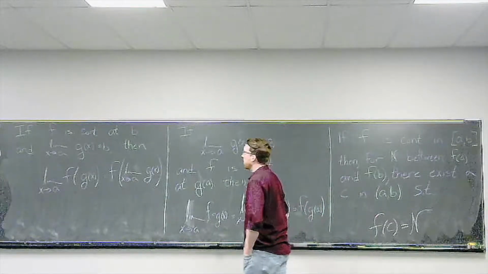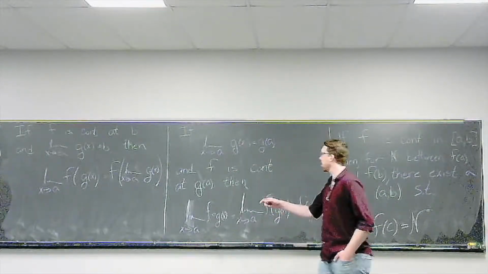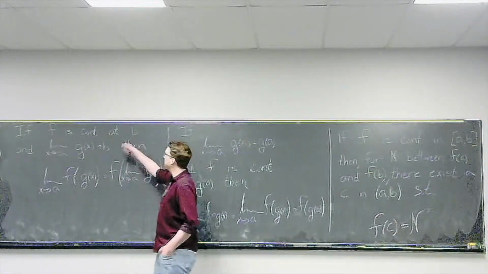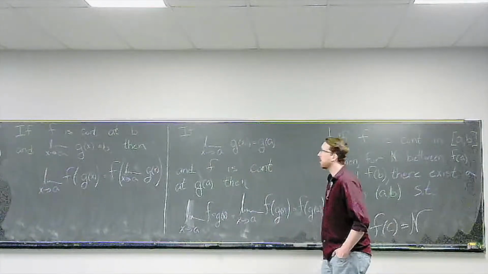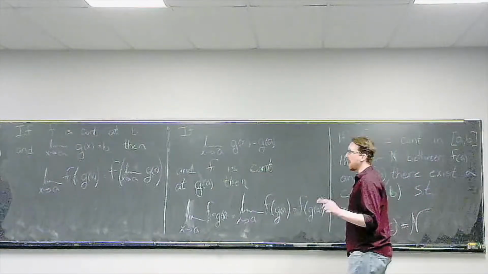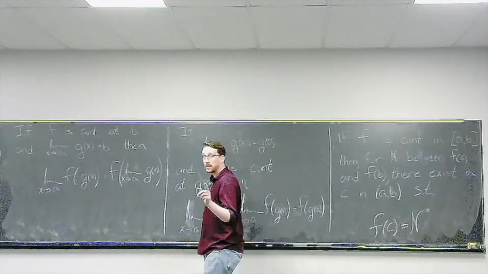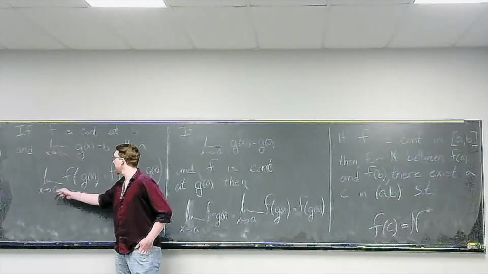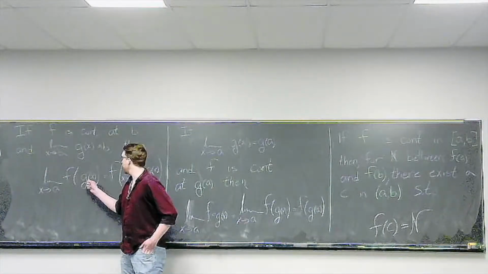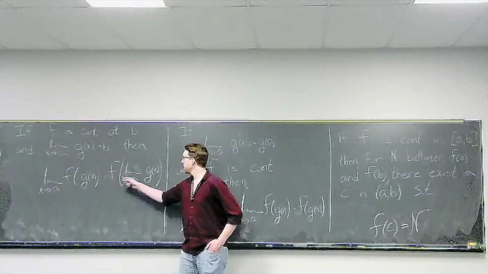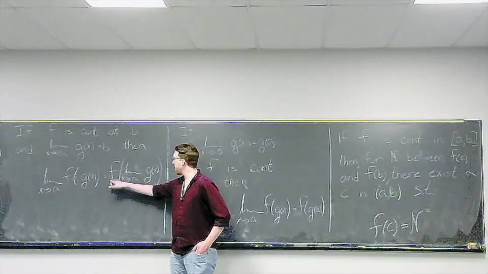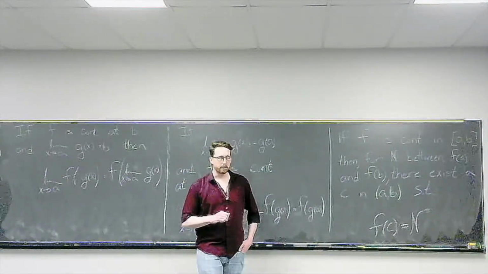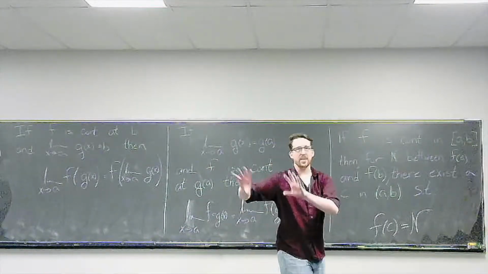Alright, so for this last little bit of the lecture, we're just going to go over these three different theorems. First, if f is continuous at b, and the limit as x approaches a of g of x is equal to b, then the limit as x approaches a of f of g of x is equal to f of the limit as x approaches a of g of x. In other words, you can just pass that limit inside.